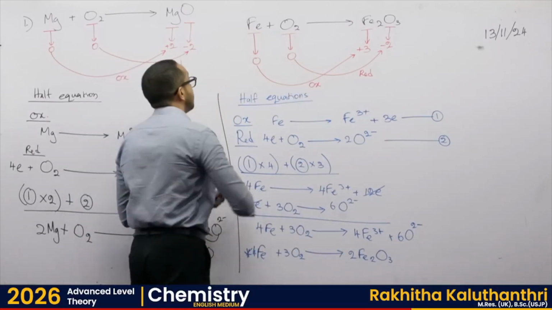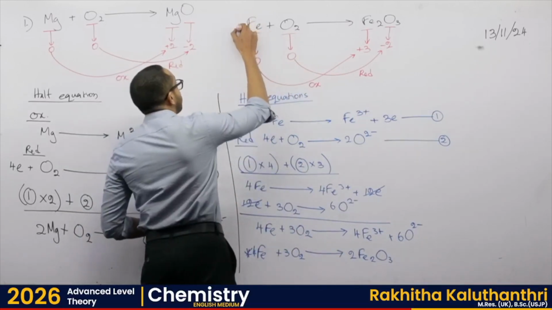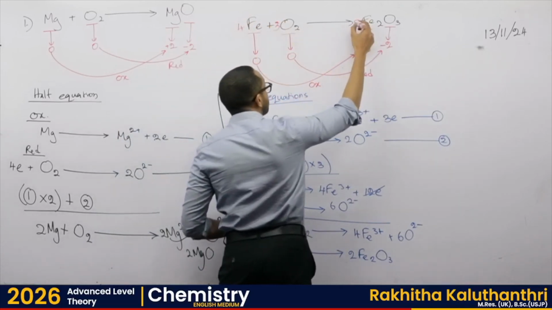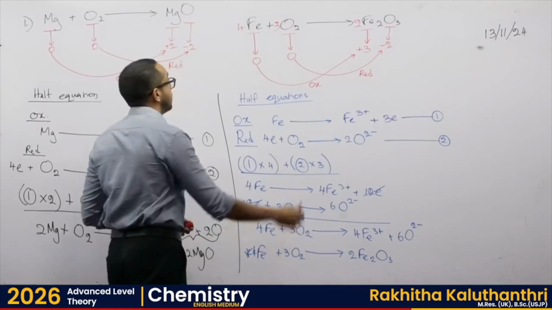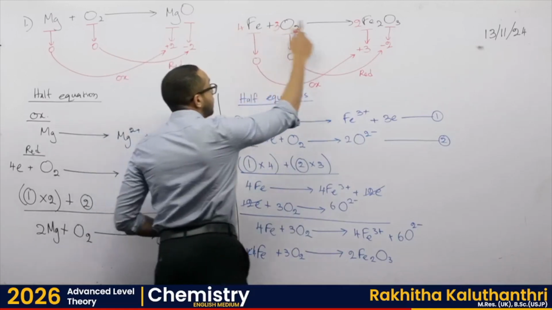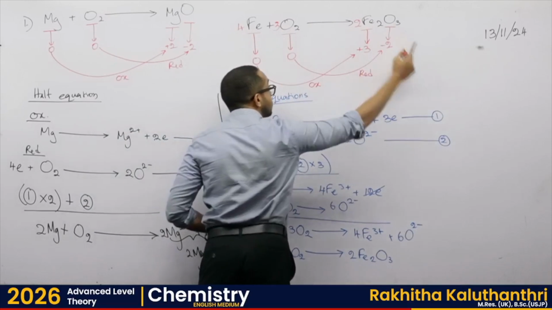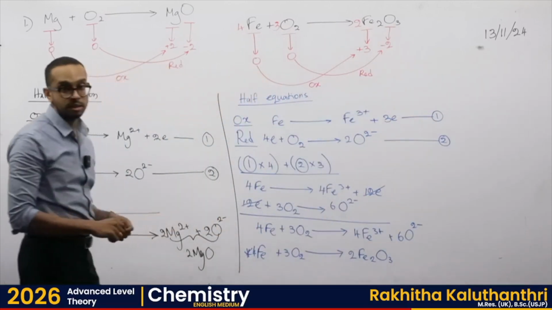So basically, we have 4 going here, 3 going here, and 2 going here. You can see 4 iron, 4 iron here, 6 oxygens, 6 oxygens here, all balanced. Is that clear?